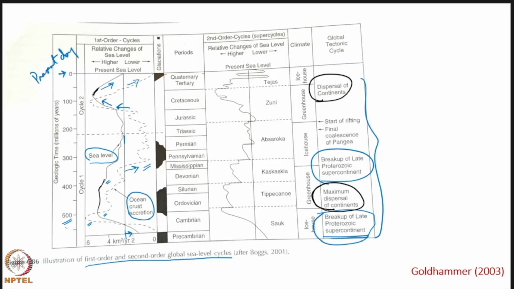Now, if you look at the second order cycles or the super cycles, the curve links more efficiently with the global tectonic cycle. Nearly when the maximum dispersal of continents happens, the global sea level falls. Whenever there is a breakup happening, there is a sea level fall. When there is rifting taking place, there is a sea level fall, not exactly at the same time, but at a comparable time. At least in one ice house time, we are finding a sea level fall, and then when the ice house time is ending and the greenhouse time is coming up, there is a sea level rise.